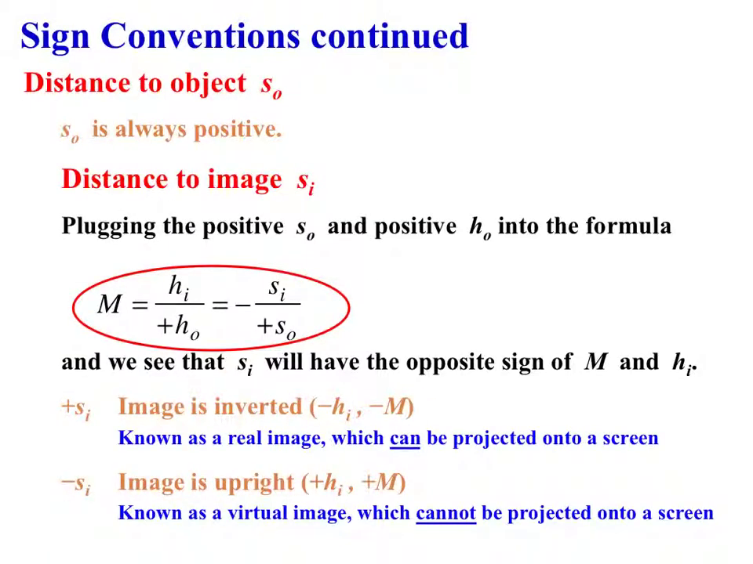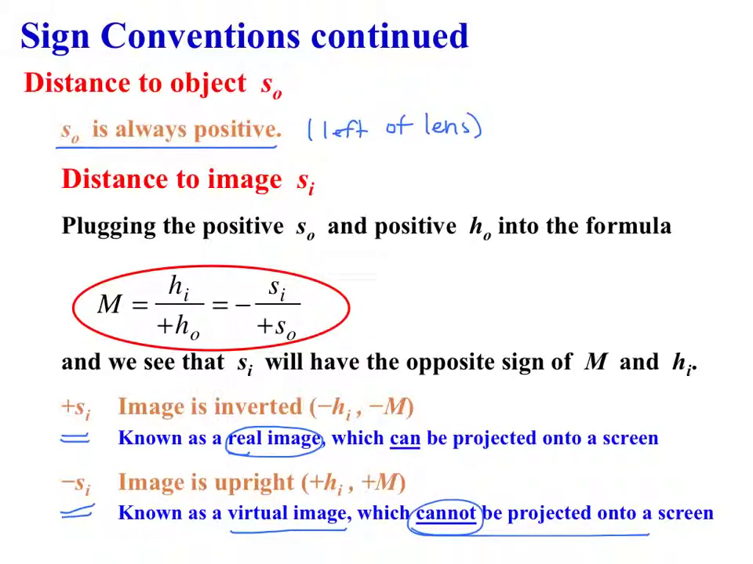For our situations, the distance of the object will always be positive. What that means is it's always located on the left-hand side of the lens. Now we can actually have two different values for our distance of the image. If it's positive, then this is known as a real image, which can be projected onto a screen. If it's negative, then it's known as a virtual image, which cannot be projected onto a screen.